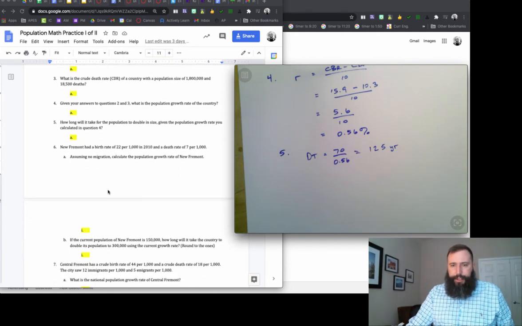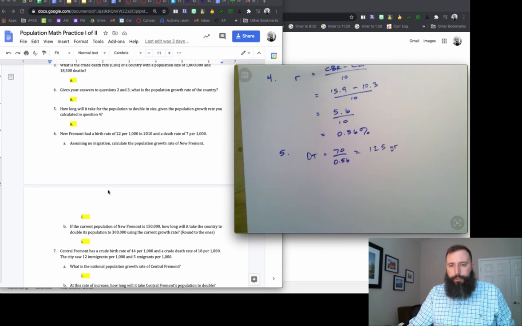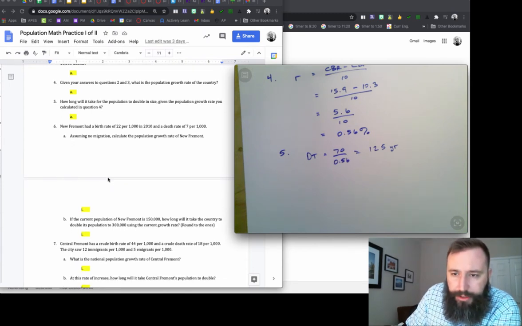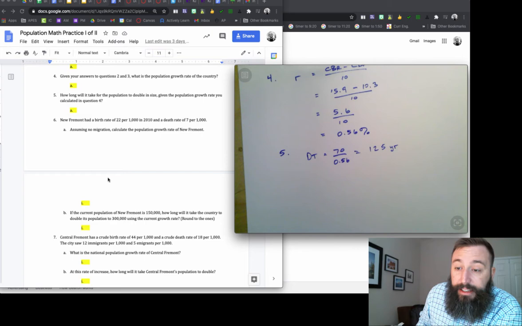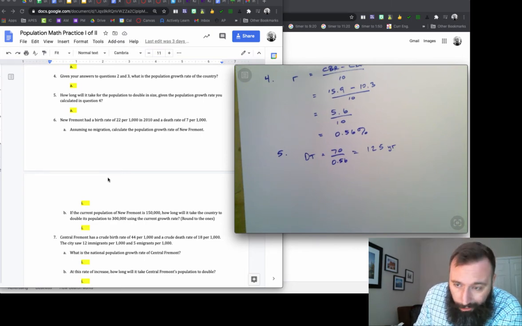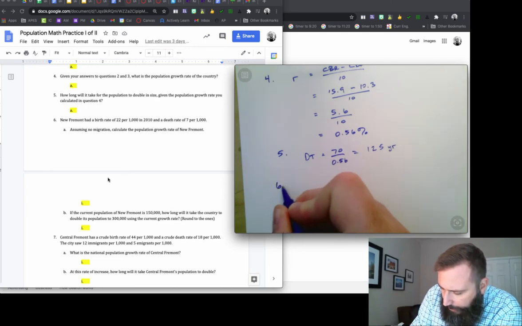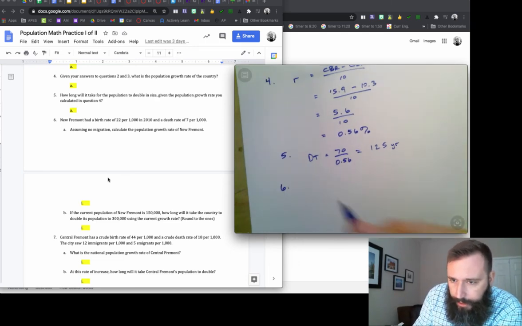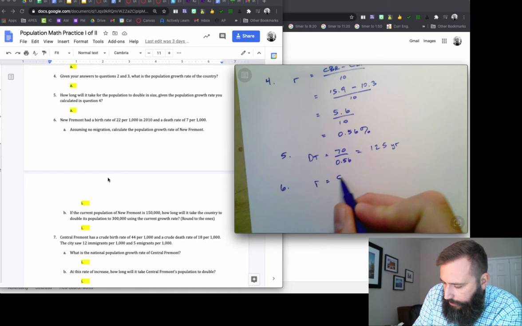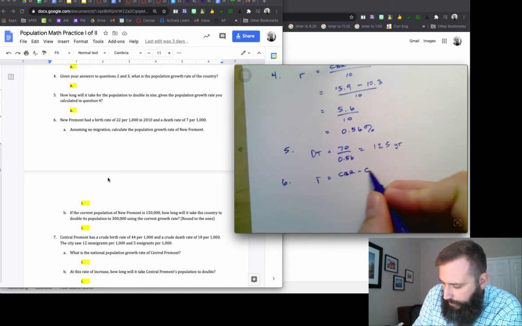Number 6 looks like New Fremont had a birth rate of 22 per 1,000 in 2010 and a death rate of 7 per 1,000. Assuming no migration, calculate the population growth rate of the New Fremont area. Isn't that just right? R is equal to CBR minus CDR.